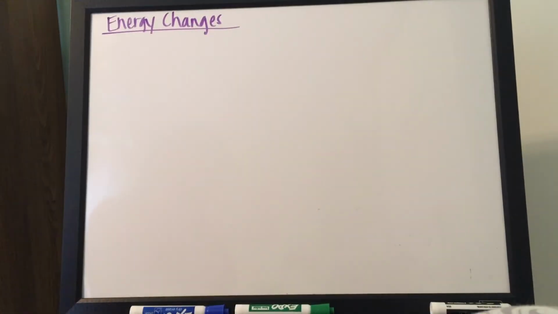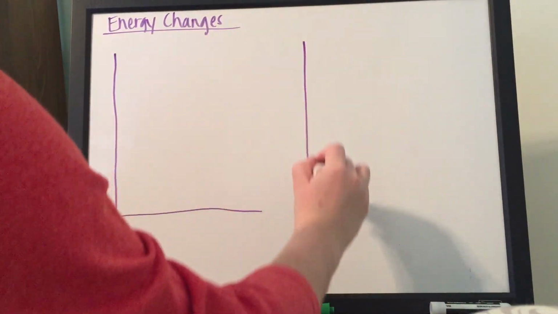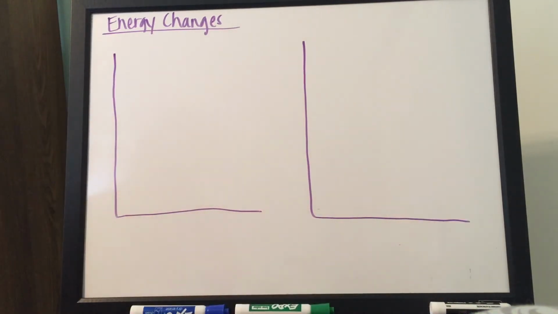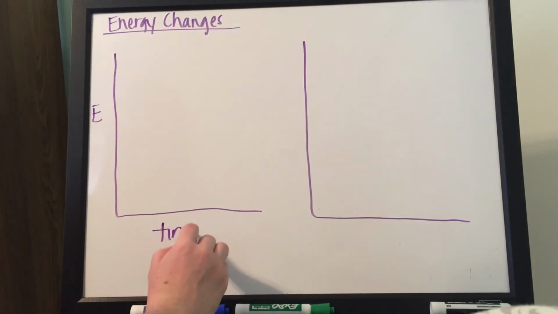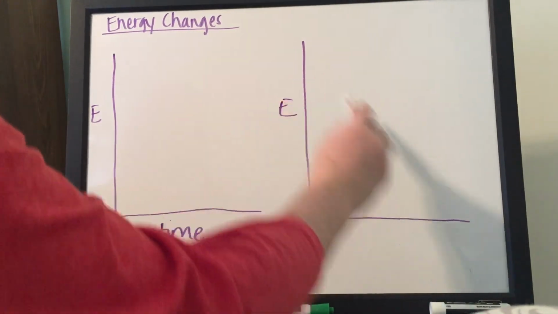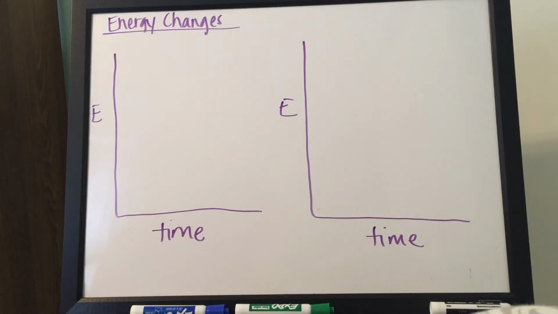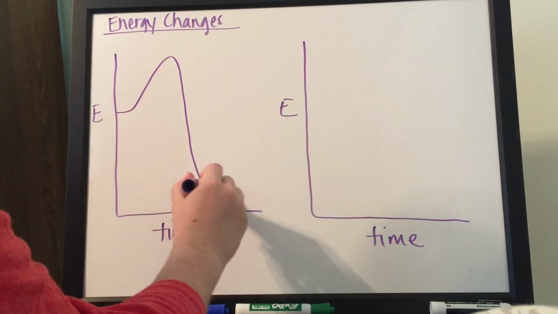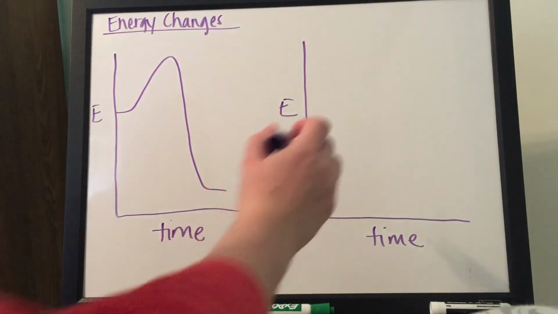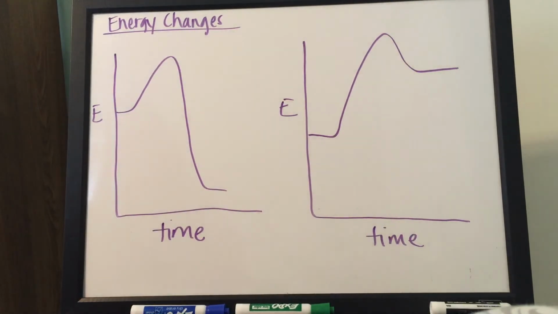Okay, so here I would like you to draw two graphs. You can take up kind of the whole space. We're going to label them as energy versus time graphs, both of them. One of them we're going to draw so it looks like this, and one of them we're going to draw so it looks like that. I'll give you a second to make sure that's on your paper.